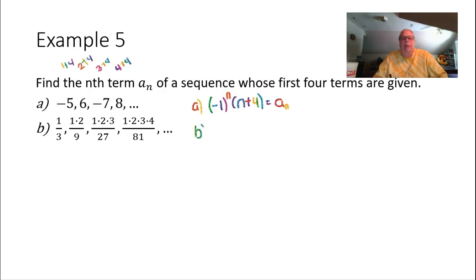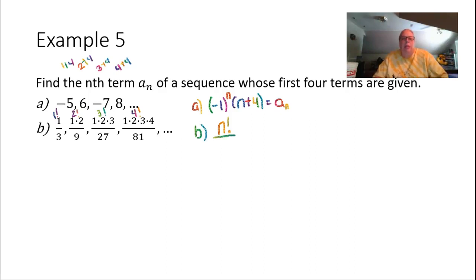All right, for part B, let's see, let's look at what we have. On the top we have 1, 1 times 2, 1 times 2 times 3, 1 times 2 times 3 times 4. The next one's probably going to be 1 times 2 times 3 times 4 times 5. Now, this could be written as 1 factorial, 2 factorial, 3 factorial, 4 factorial, and so on. So it looks like the next one's actually going to be 5 factorial. So we're going to have n factorial.